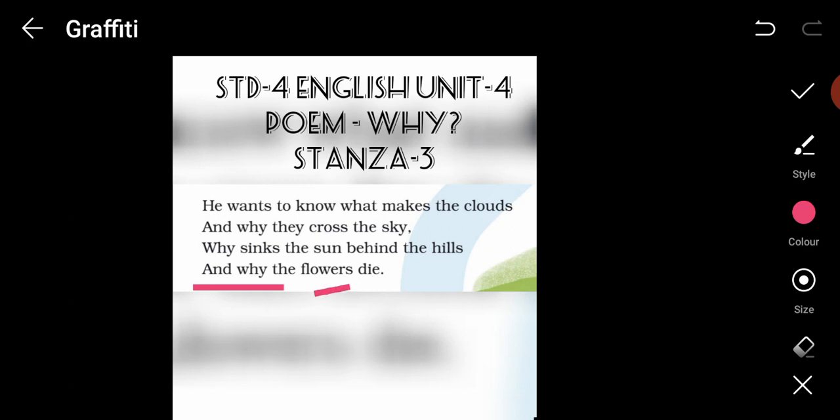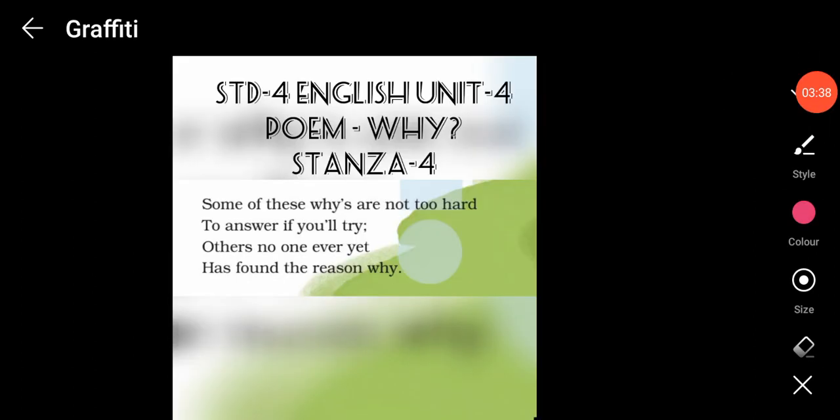And why the flowers die? Now he wants to know why can't the flowers remain evergreen? Why do they have to die? Some of these whys are not too hard. Not too hard means not too difficult. They are answerable. You can find an answer to answer if you try. So if you look properly, you can find the answers of some of these questions.